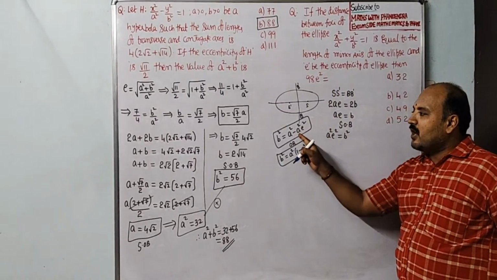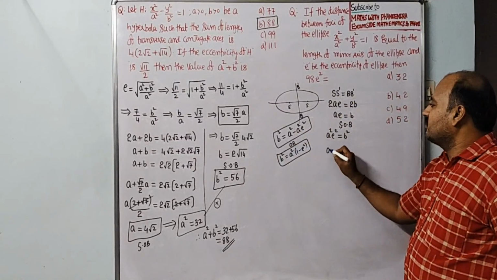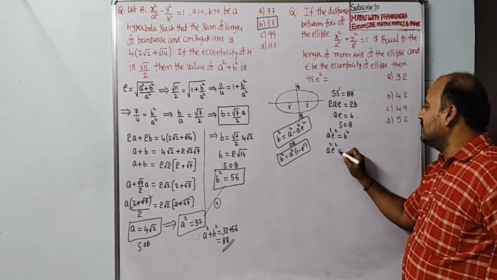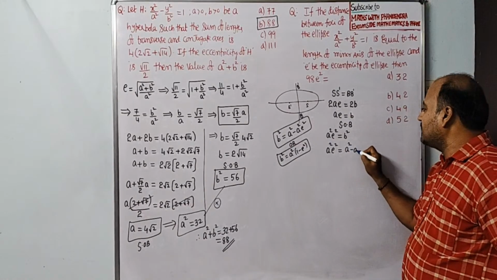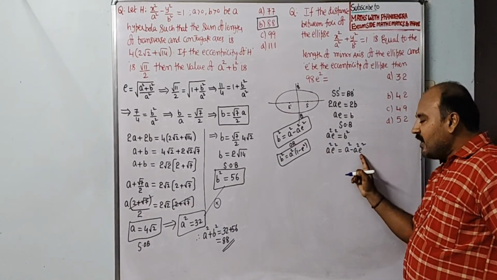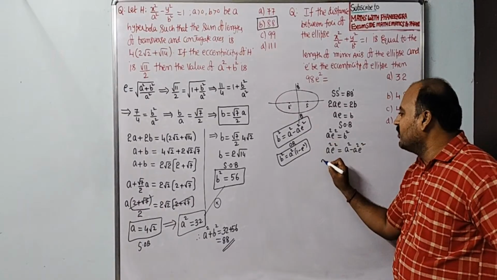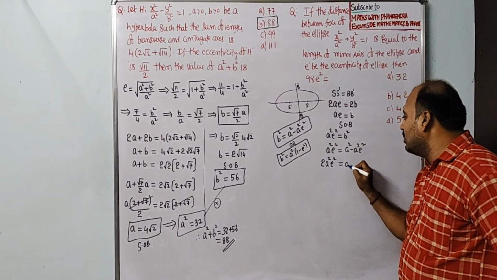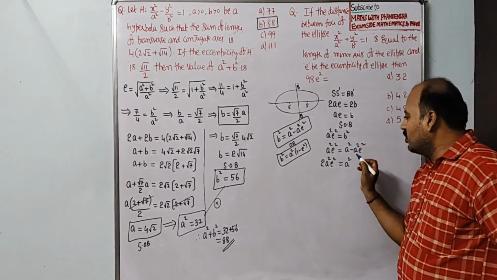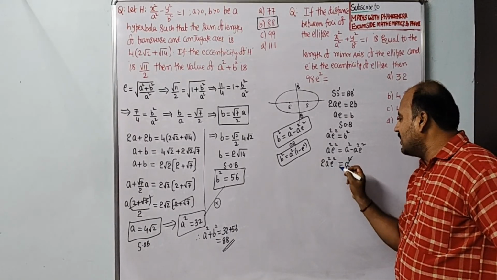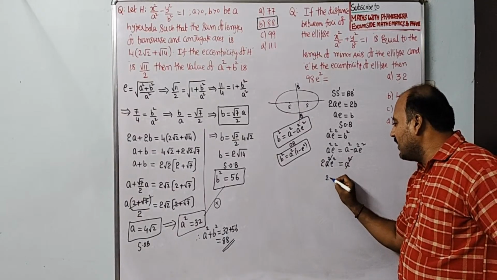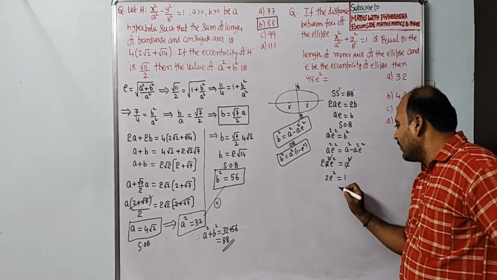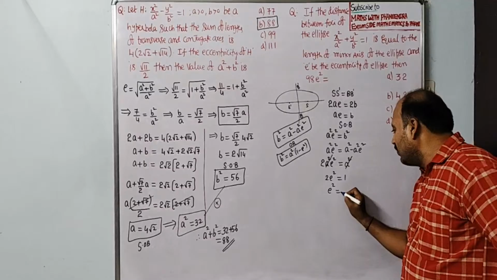So in place of B square, I am going to replace with this. So A square E square is equal to A square minus A square E square. Minus A square E square, bring this side. So 2 times A square E square is equal to A square. So both sides A square get cancelled. So 2E square is equal to 1. E square is equal to 1 by 2.